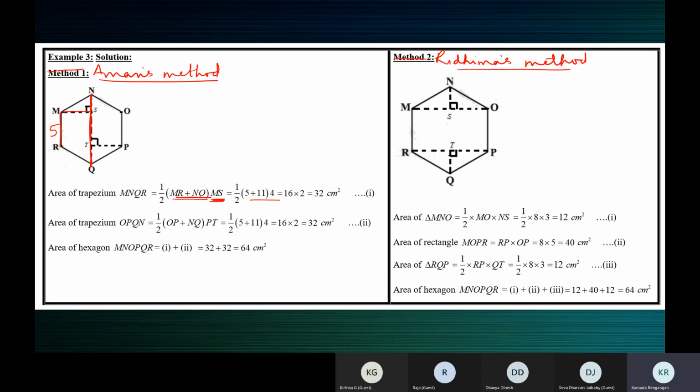So you can see half into 5 plus 11 into 4. This full thing was 8, so this is 4 here and 4 here. The same will be for the other trapezium. Half sum of parallel sides. The parallel sides are OP and NQ. Correct, children? The sum of the parallel sides, and the distance between them, PT. So 32 centimeters square, add both, 64 centimeters square is the area of the hexagon.